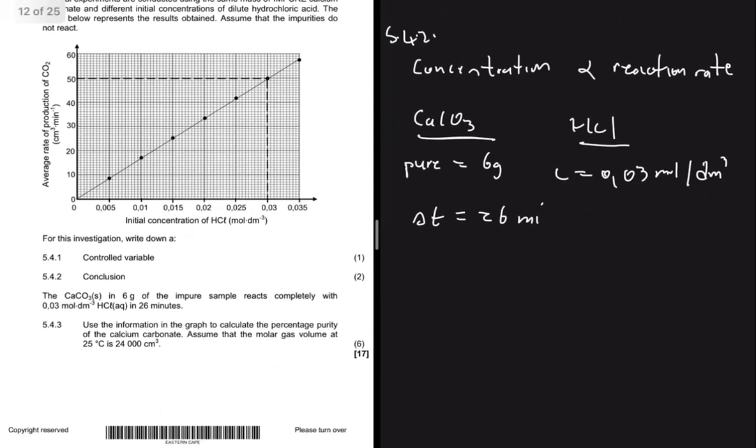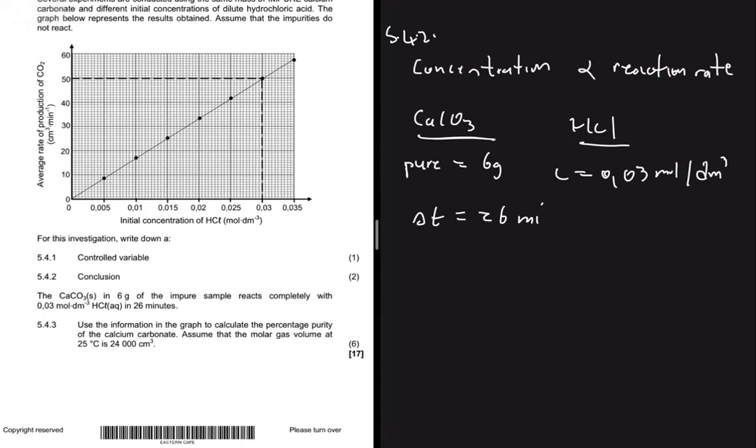And then 5.4.3 goes on to say, use the information in the graph to calculate the percentage purity of the calcium carbonate. So we want to calculate the mass of the impure calcium carbonate, and after we do that, we can go back and calculate the percentage purity. Then they say, assume that the molar gas volume at 25 degrees Celsius is 24,000 centimeter cube.